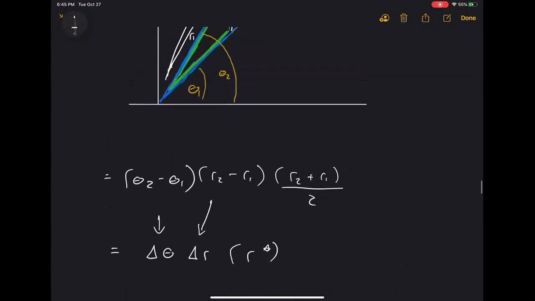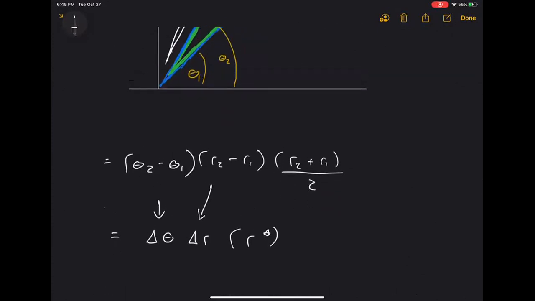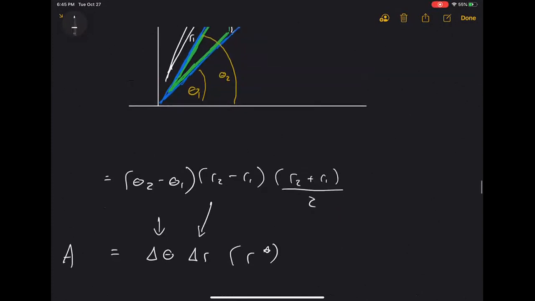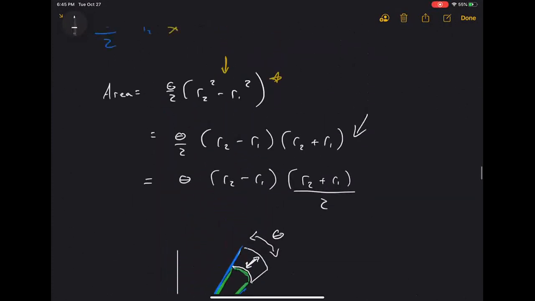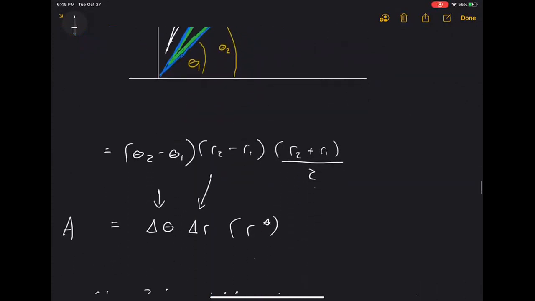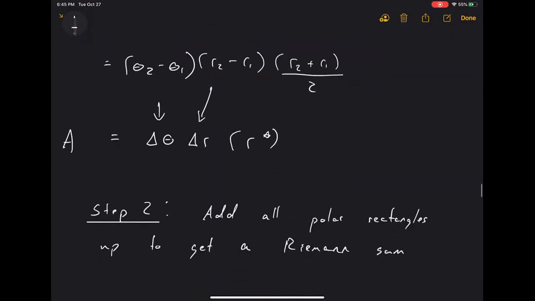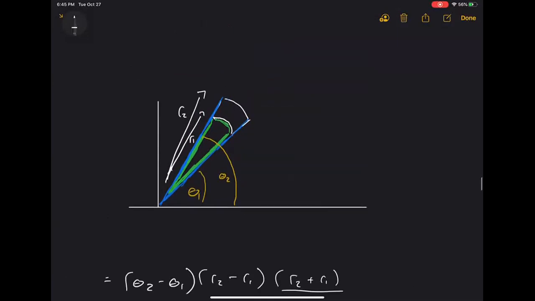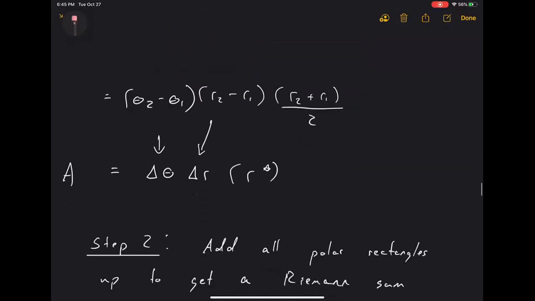And again, remember, this is the area of my polar rectangle, right? Let's say this rectangle is just one of many rectangles. Let's call this rectangle IJ. Then the area of the polar rectangle A_IJ is this.